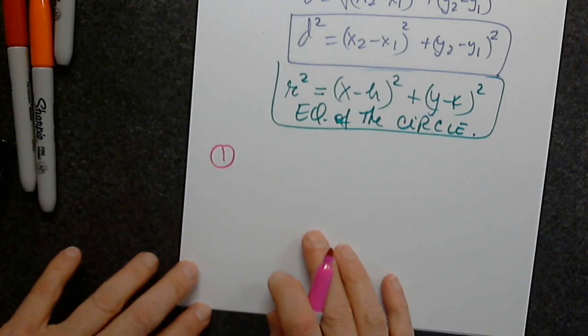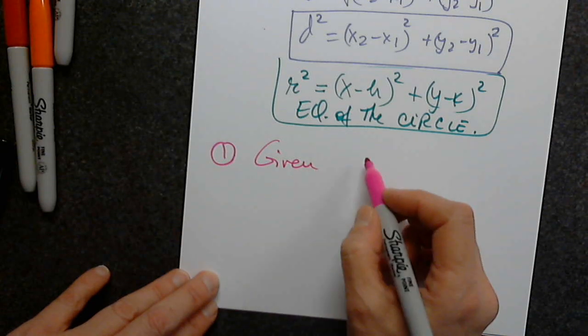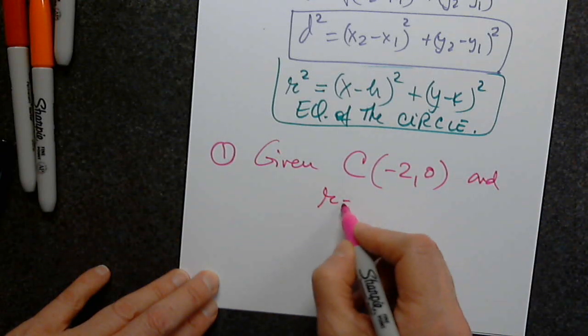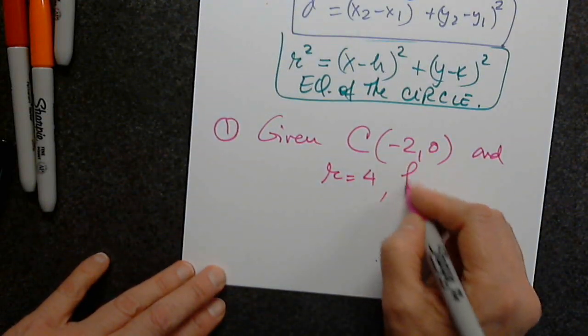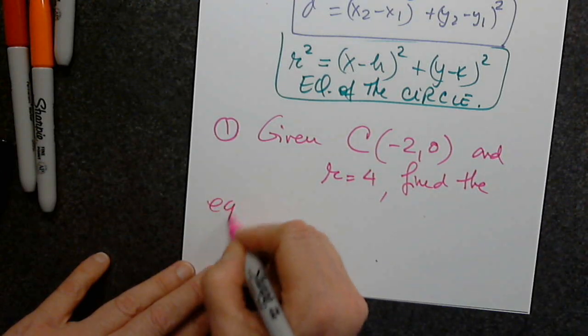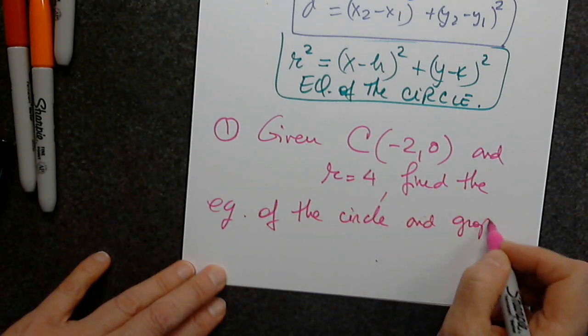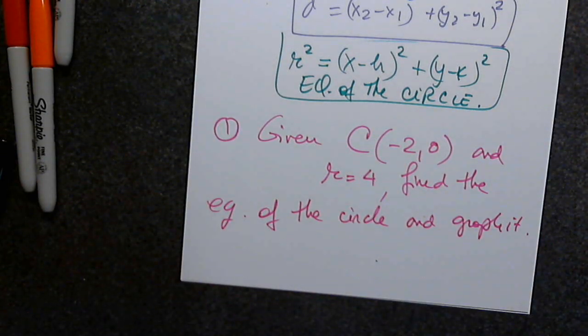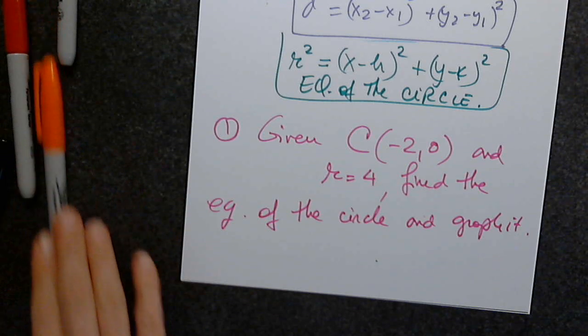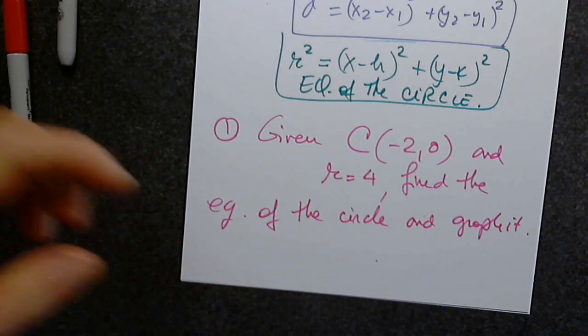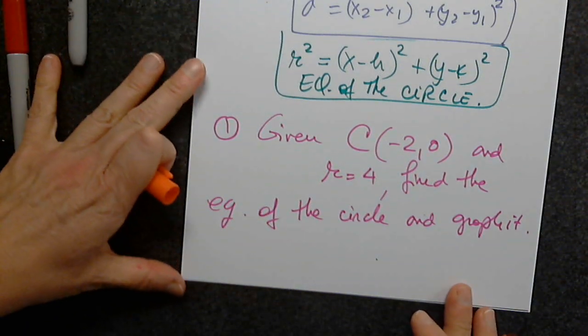Number one. Given the center -2, 0 and the radius equals 4, find the equation of the circle and graph it. So we are given the center, which is -2, 0. We are given the radius, which is 4, and we're asked to find the equation of the circle and then graph it. Can anyone tell us what to write?